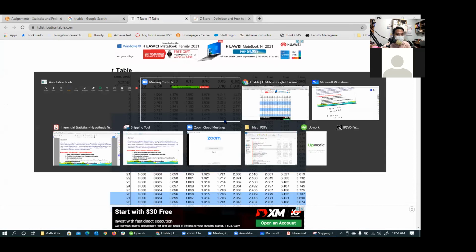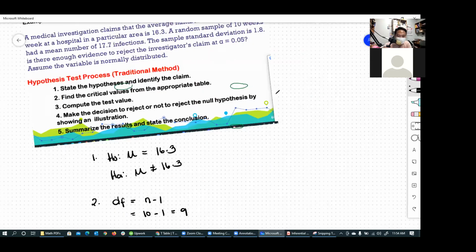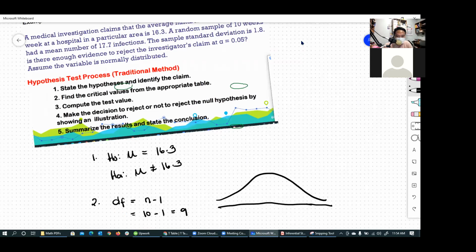2.26. So here is the positive 2.26, and here is the negative 2.26. Shade those regions. And then we solve for the test value, step 3.